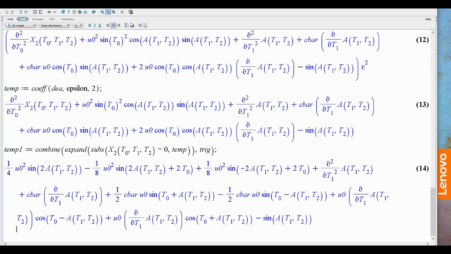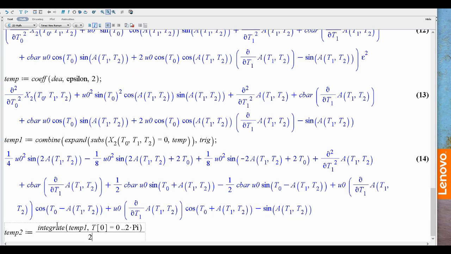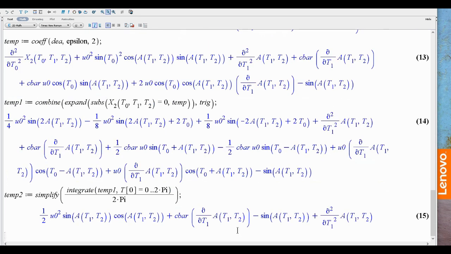It may be simplest for us. Let us try here. Temp2 is equal to integrate temp1, t0 equals 0 to 2 times pi. I can divide by 2 times pi, but actually because I am going to set it equal to 0, it doesn't even matter. This thing has to be 0. This is the condition that thing must have zero average.